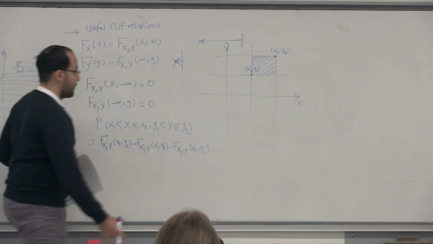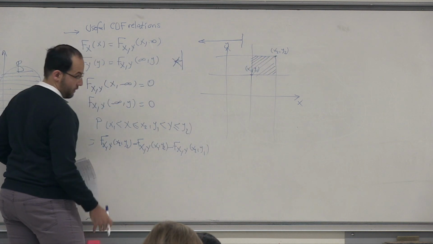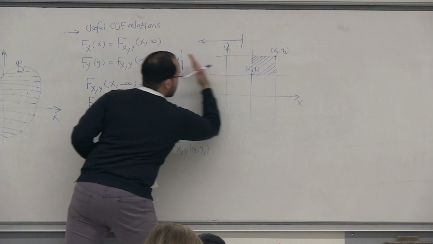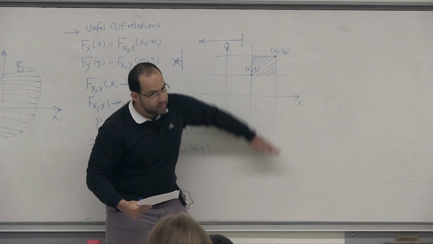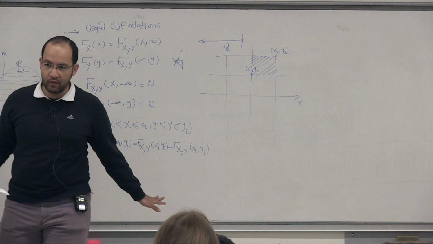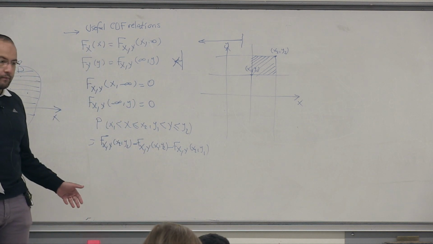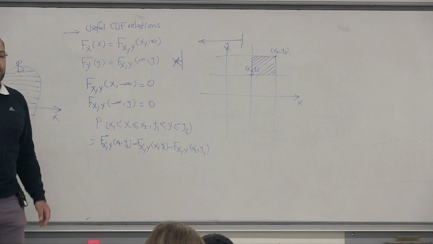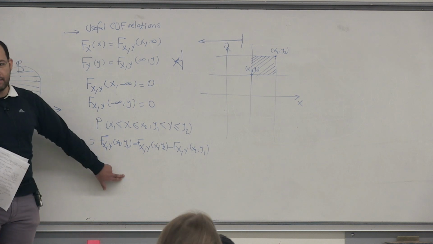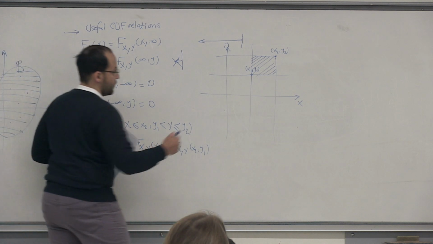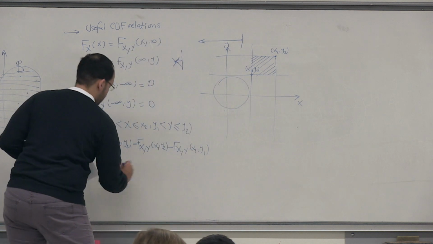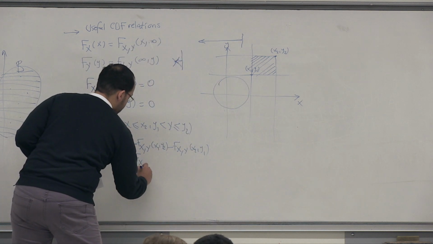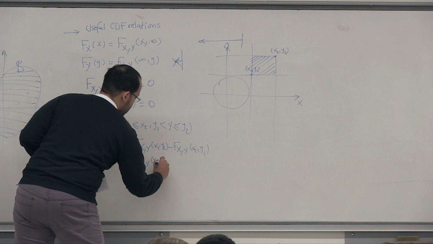What did we do here? Got all this area, subtracted this area, subtracted this area. Is it enough? Why? Exactly. Which one should we add then? This one, right? So plus F_XY of x1, y1.